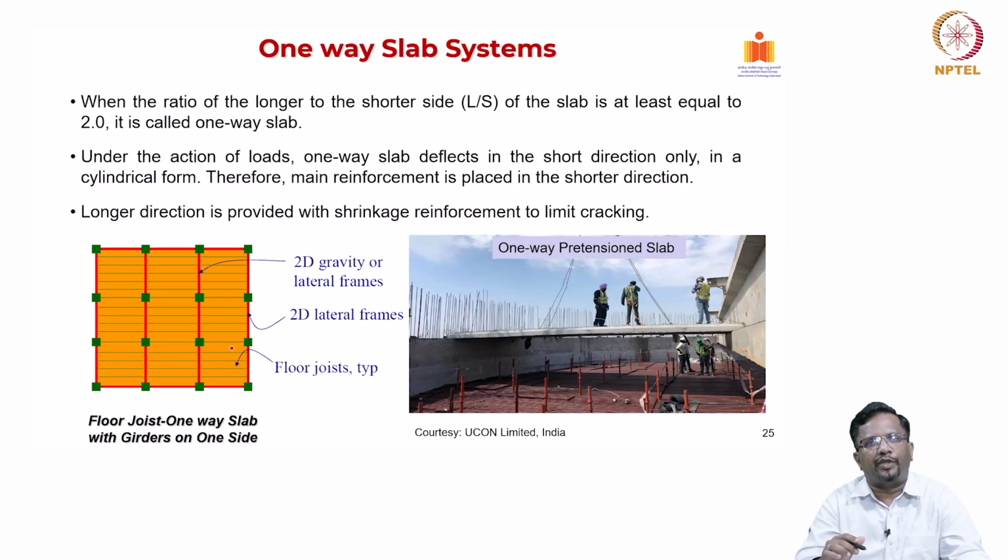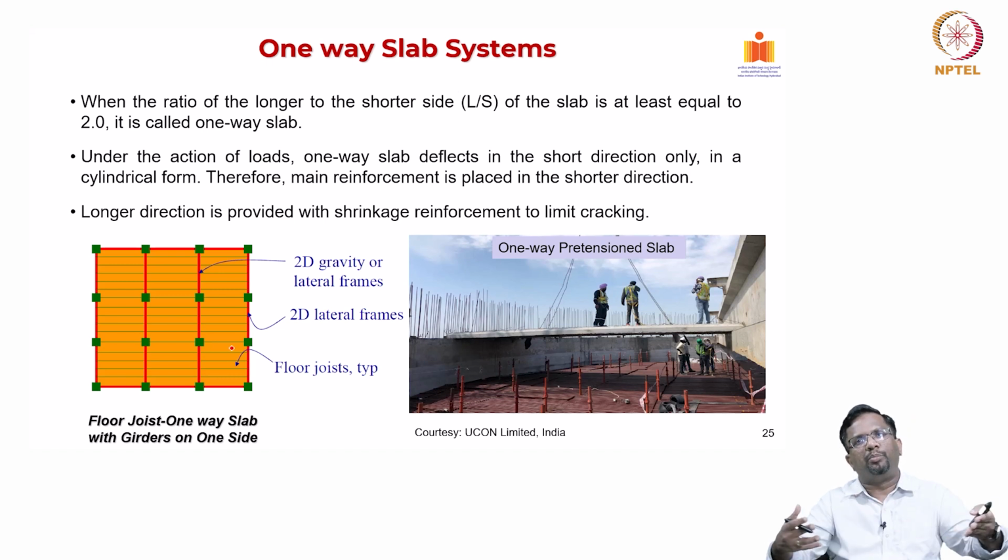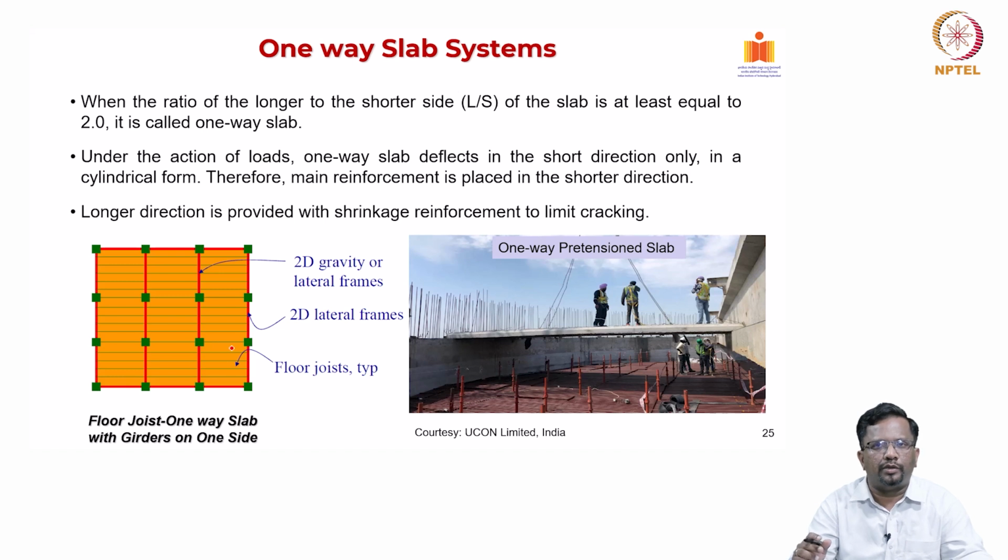Now, let us briefly talk about one-way slab. As you can see, when the ratio of longer to shorter side is more than 2, then the slab is going to bend predominantly in one-way direction. That means my main reinforcement I have to put only in the direction of bending where I have more curvature, right. So, that is the definition for a one-way slab.